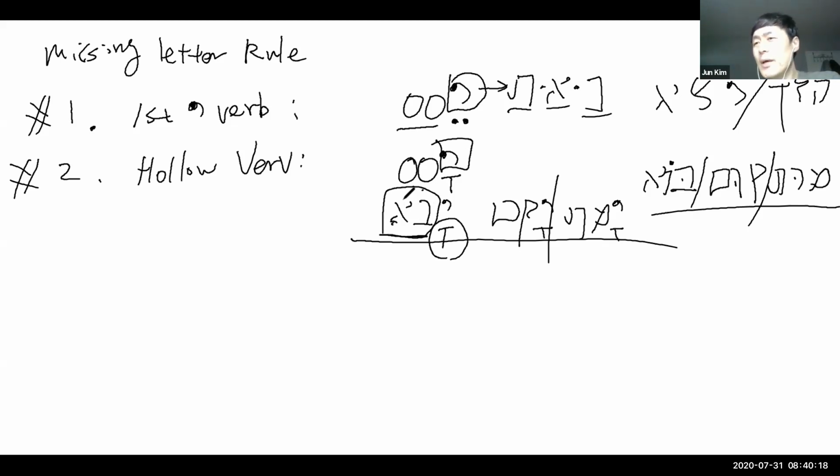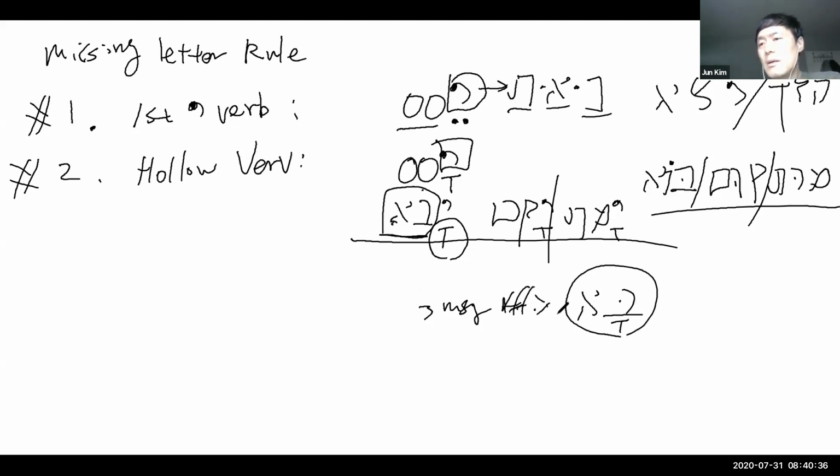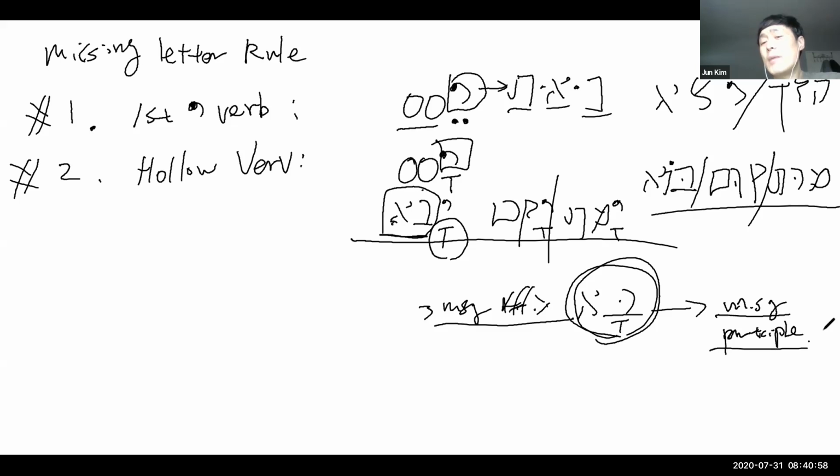Because in the case of a hollow bob, as I said, what is the 3MSG hollow bob? Do you remember this? The 3MSG affix form is nothing, Ba. And this one is identical to the MSG participle form. So you need to understand that this one will appear as 3MS suffix and then MSG participle. So that is identical. So whenever you have only this bet and aleph together with the comments, then you need to put two possibilities, which is 3MSG suffix and MSG participle.